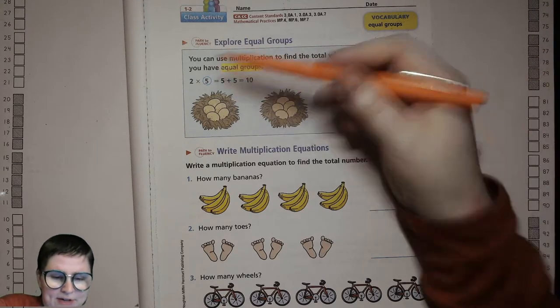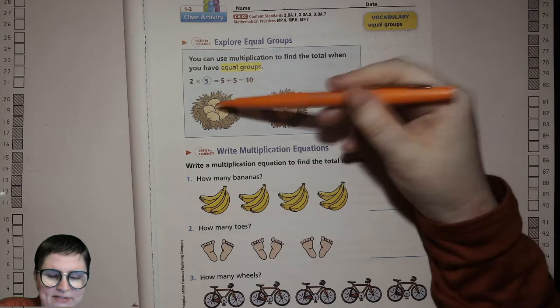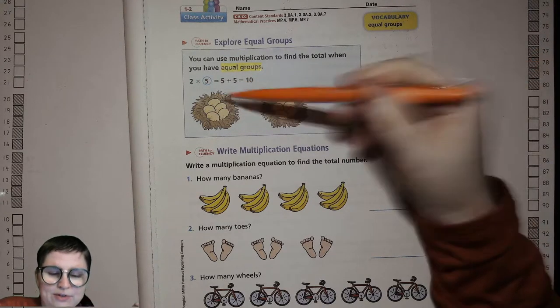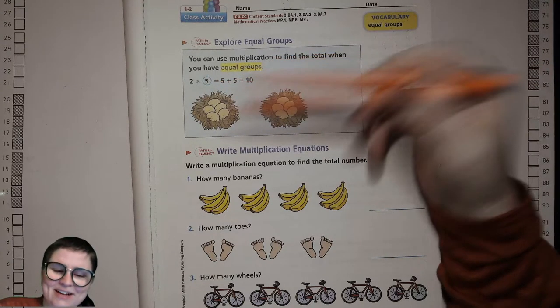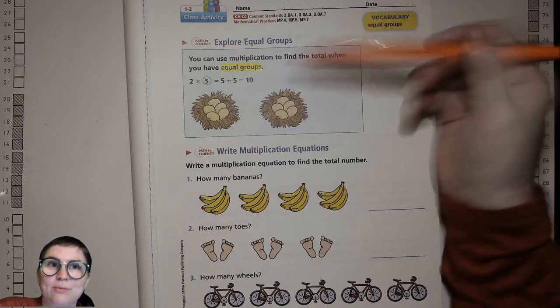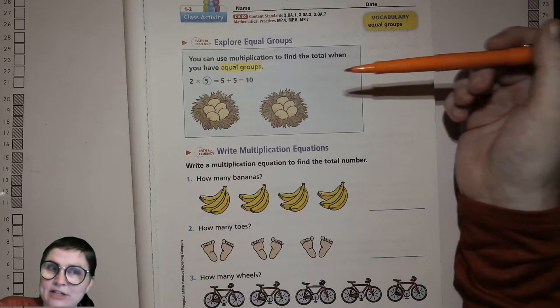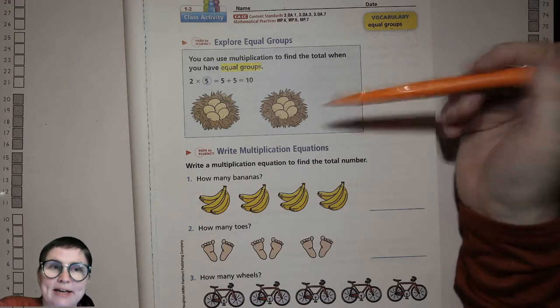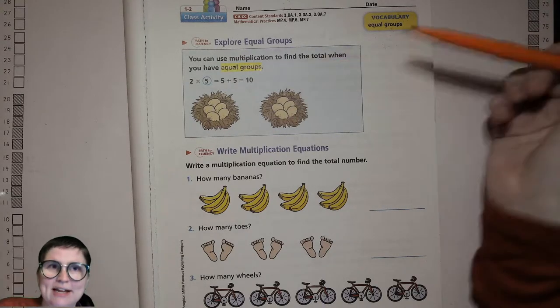Okay, so here you have two nests, each with 5 eggs. So you could do 5 plus 5 is 10, or you could have memorized your fact from yesterday, 2 times 5 is 10. A word problem that would go with this would be: there are two nests in a tree. Each nest has 5 eggs. How many eggs are in both nests? And then you say 10 eggs.